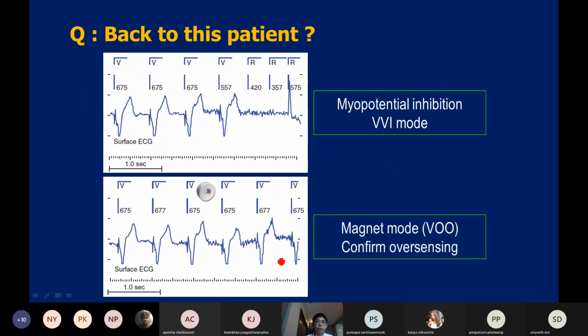Okay, so back to this patient. This patient has what is called noise or myopotential inhibition. His pacemaker is oversensing this noise, and it does not pace properly, because if it paced, the pace spike should be here. So we apply the magnet mode. We switch off the sensing function so that the pacemaker would pace at a proper time, not caring about the sensing.